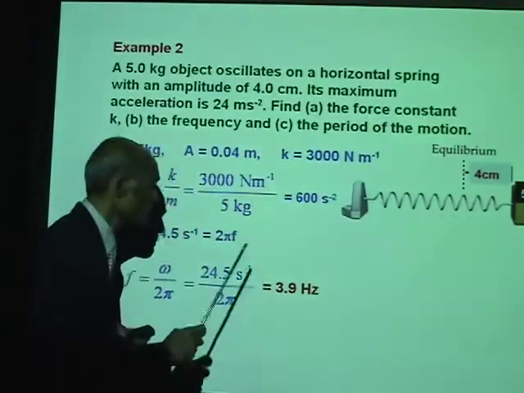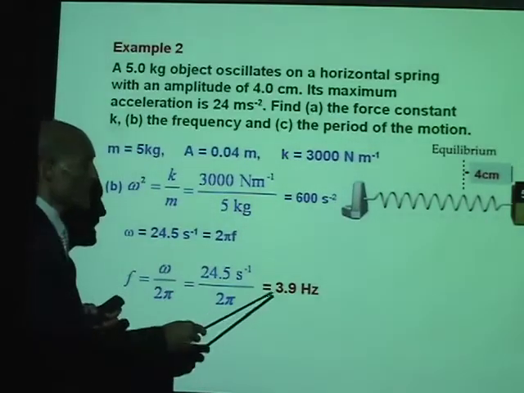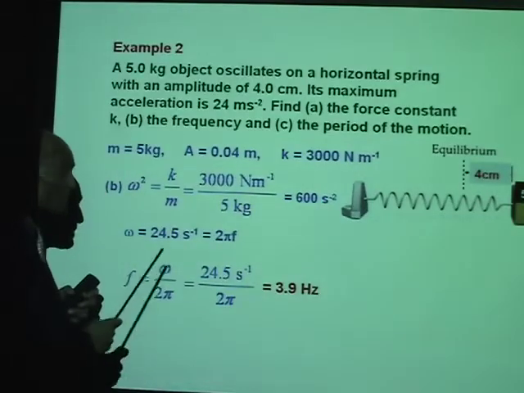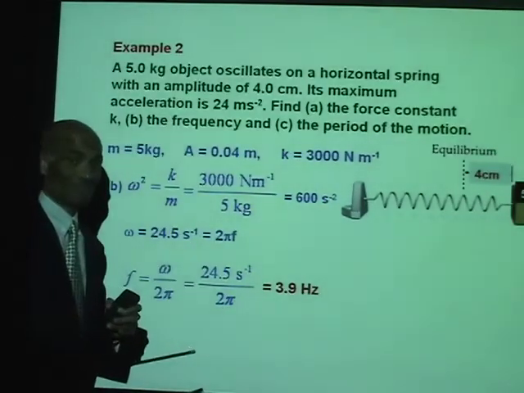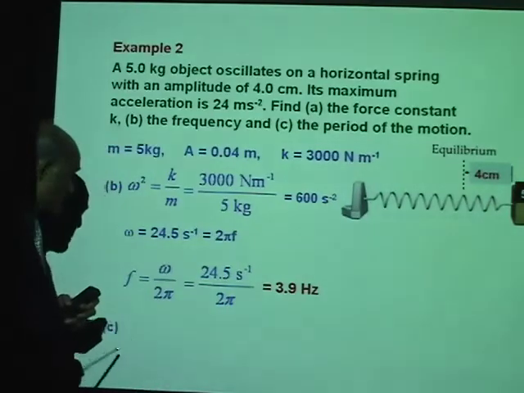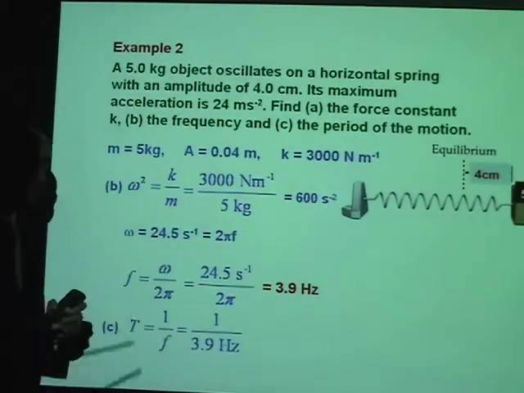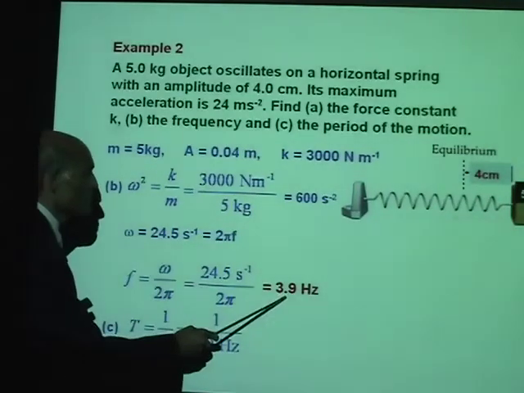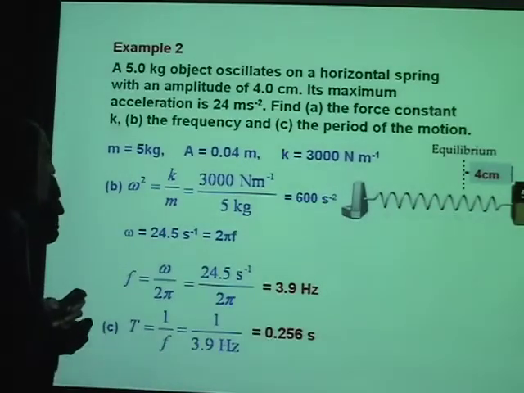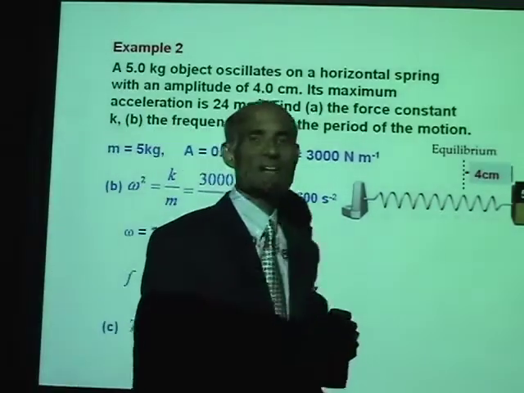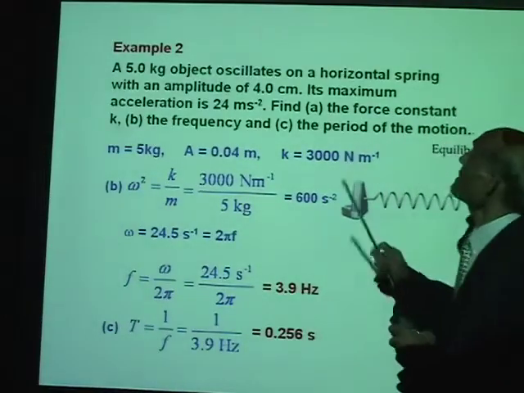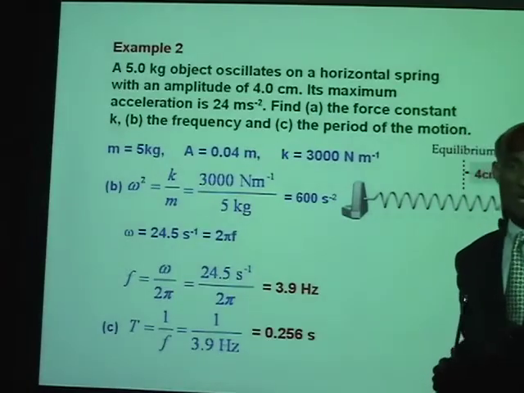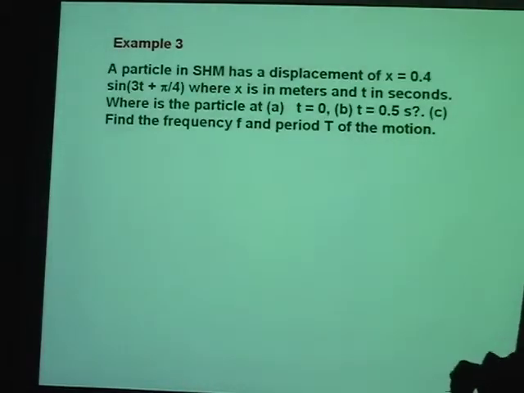Okay, if the frequency of oscillation is 3.9 hertz, what is the period? What is the relation between frequency and period? Well, the period is the reciprocal of the frequency. Period equal to 1 over f, and f we just calculated. Therefore, the period is 0.256 of a second. Very good type of problem, and you must try that one more time on your own. Okay? Let's go and try another problem.